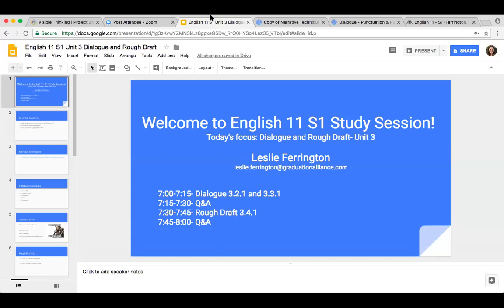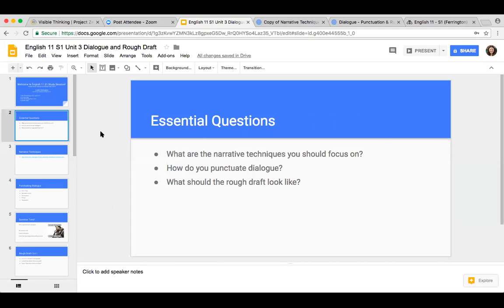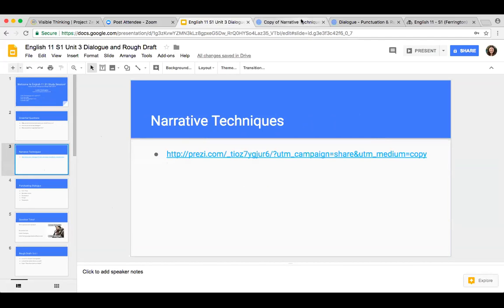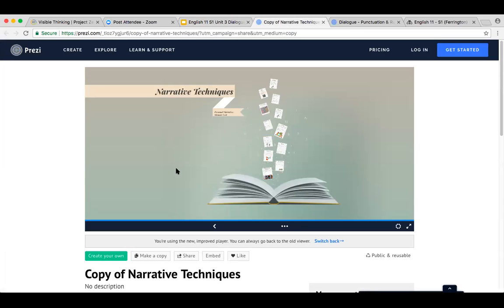This lesson is going to be about English 11's Semester 1, Unit 3. So that is about the dialogue assignments and then the rough draft. The essential questions that we're going to try to answer today are: what are the narrative techniques you should focus on? How do you punctuate dialogue? And then what should the rough draft itself look like? For the narrative techniques, I'm going to bring us over to a Prezi so that we can go through and look at this together.